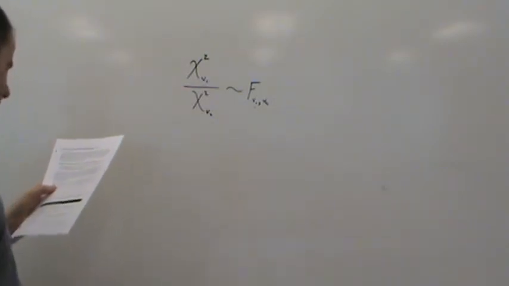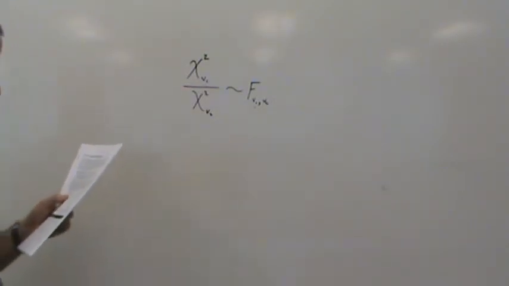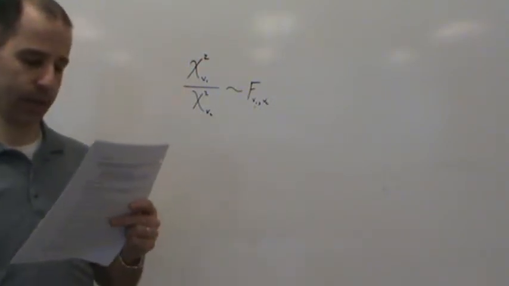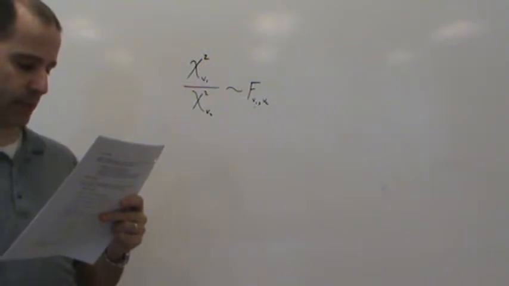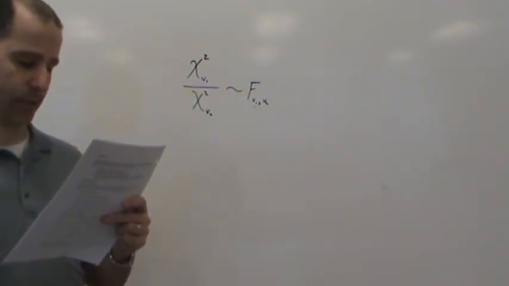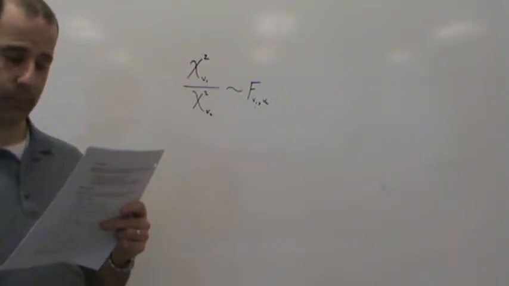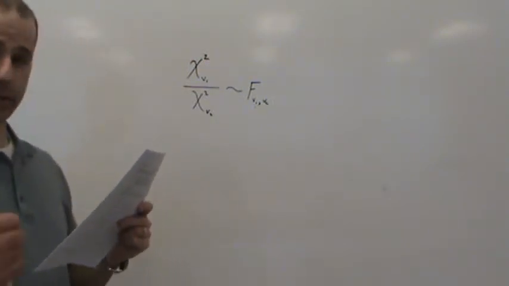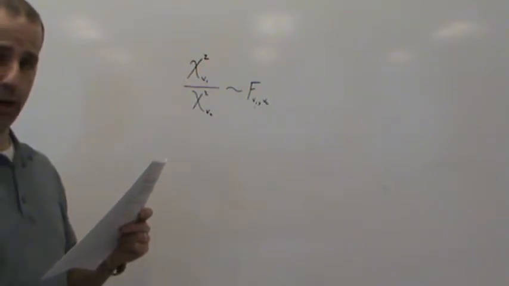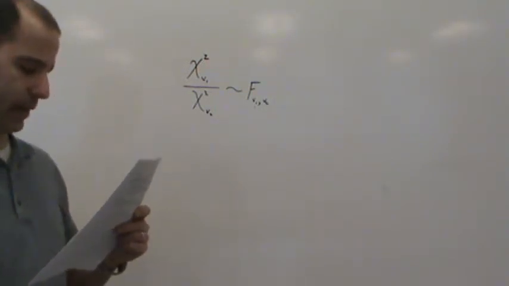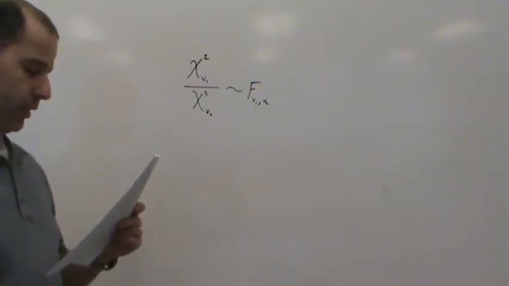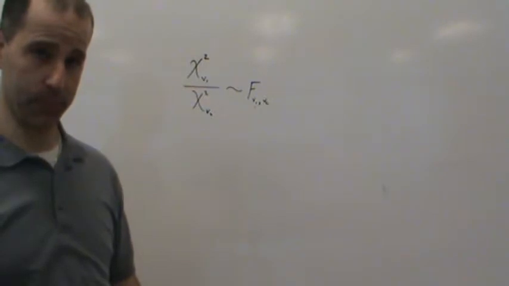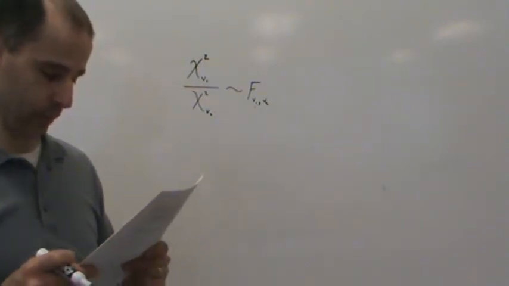Suppose we sample randomly from two independent normal populations, and let sigma 1 squared and sigma 2 squared be the population variances, and S1 squared and S2 squared be the sample variances. And then, of course, let the sample sizes for each one of those be N1 and N2, respectively.